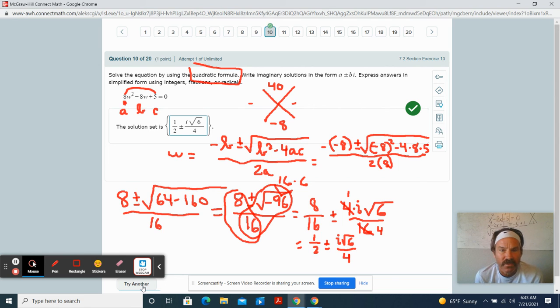Before you use the quadratic formula, make sure it's in quadratic form. It's got to be in this quadratic form, and I would check to see if you can factor first. And if you can factor, the problem will be done a little bit easier by factoring.